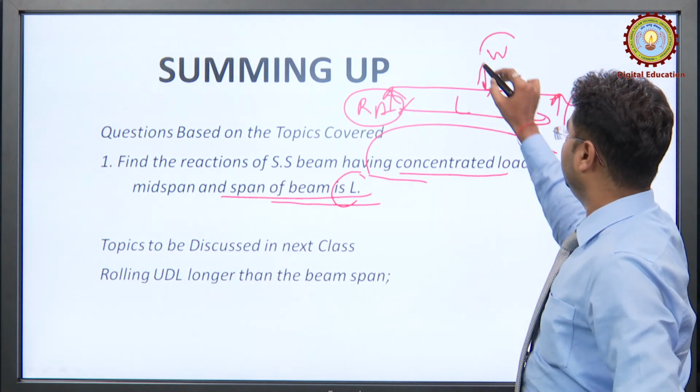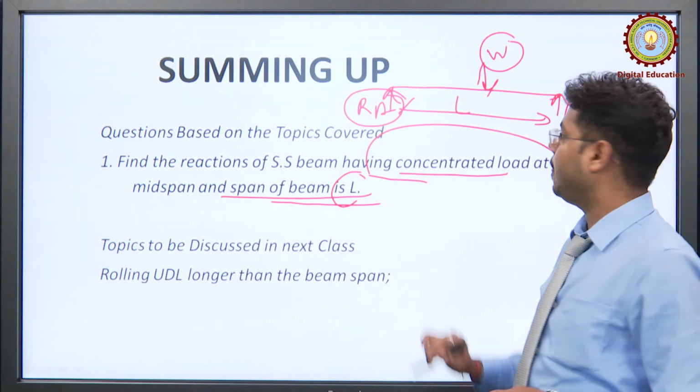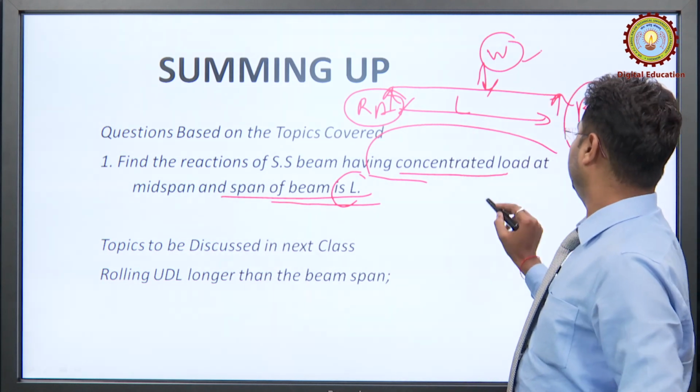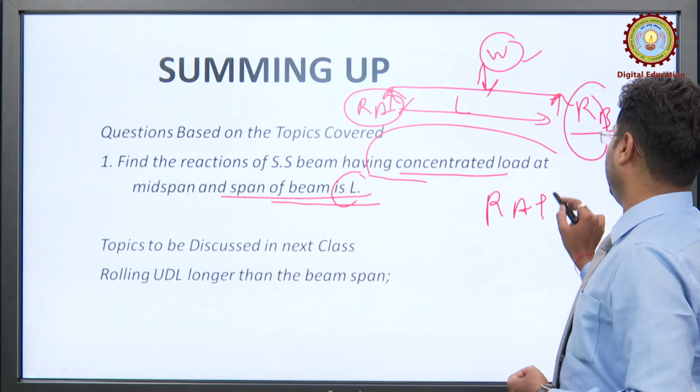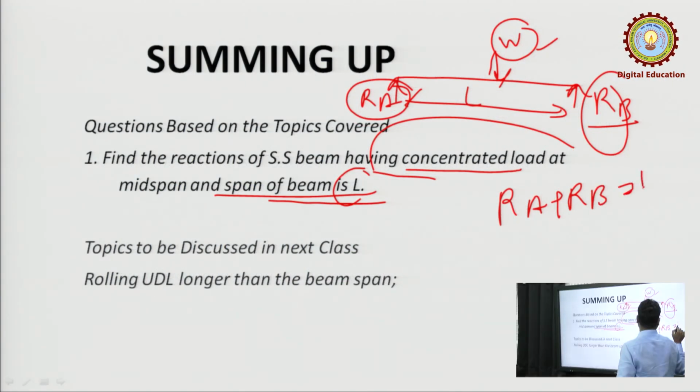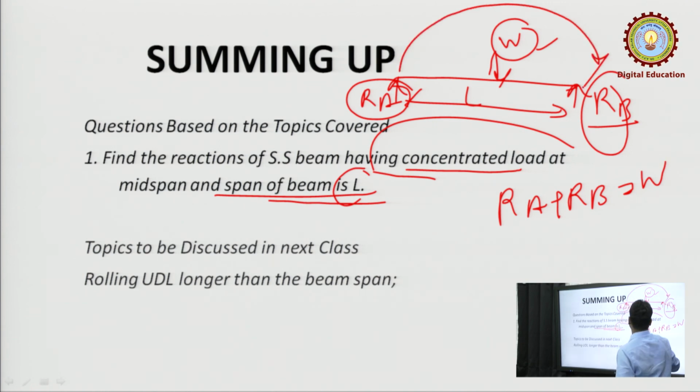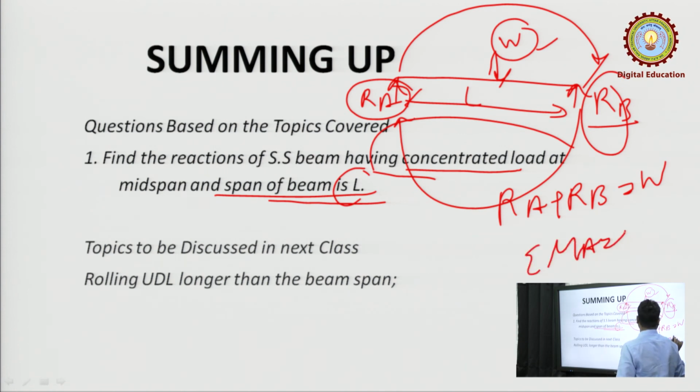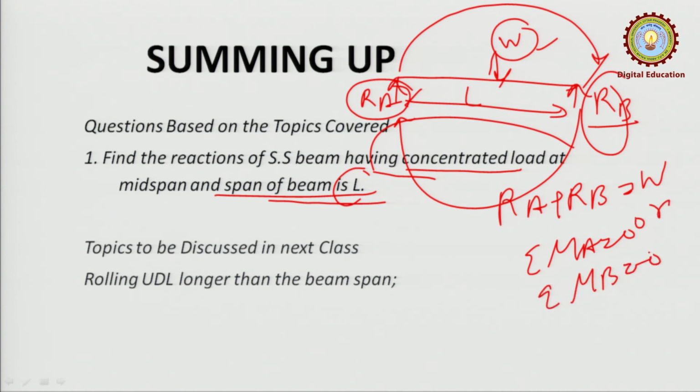Very simple. If we have a load W given here, then the sum of these reactions, RA plus RB, equals W. Now you can take a moment about B, or you can take a moment about A. Summation of MA equal to 0 or summation of MB equal to 0. From here you can find the values of RA and RB.